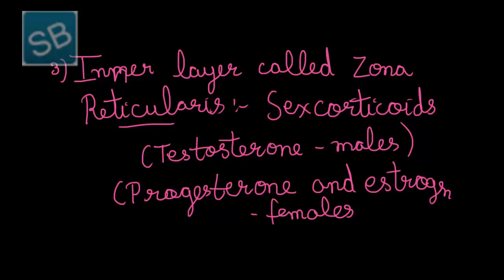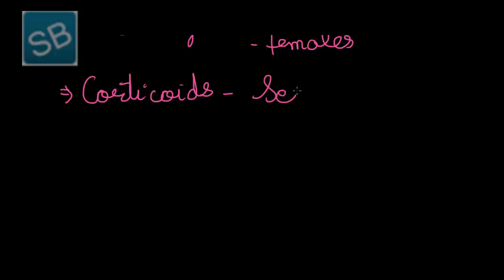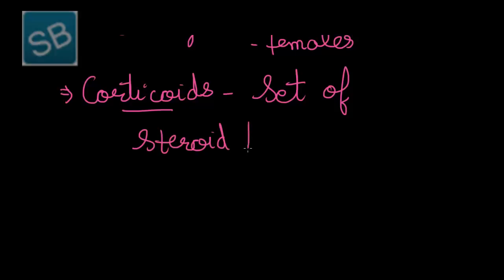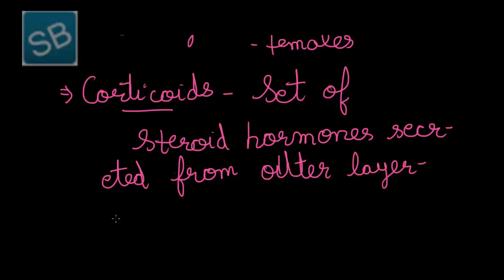Thus, on this basis, corticoids, which are secreted from all the layers, can be defined as a set of steroid hormones that is secreted from the outer layer, that is adrenal cortex. Thus, this was all about the adrenal cortex.